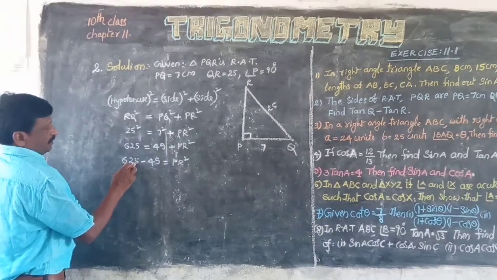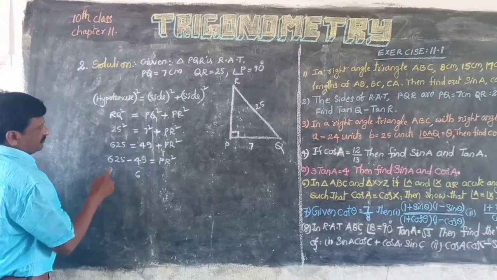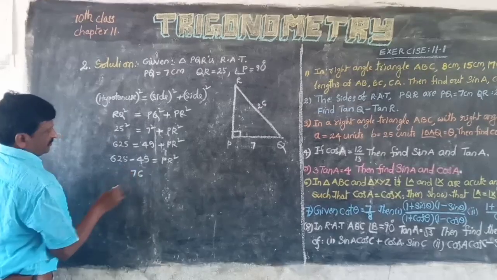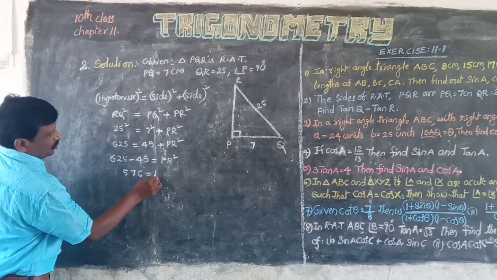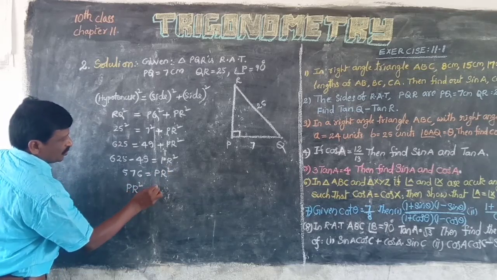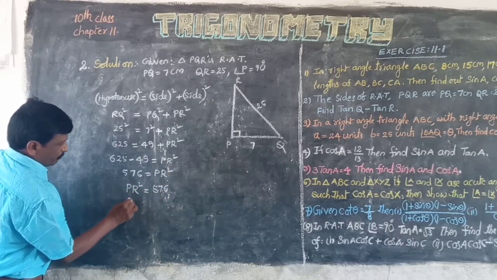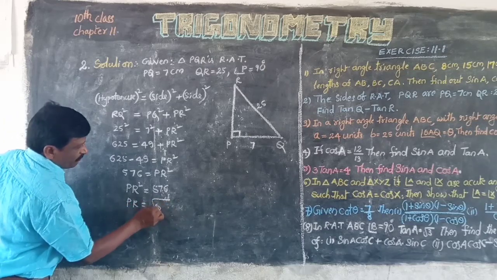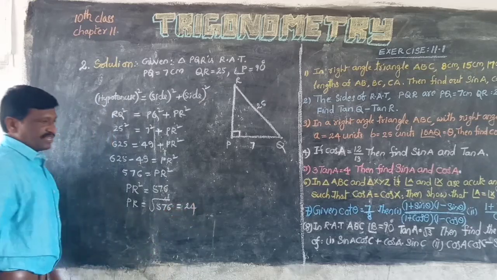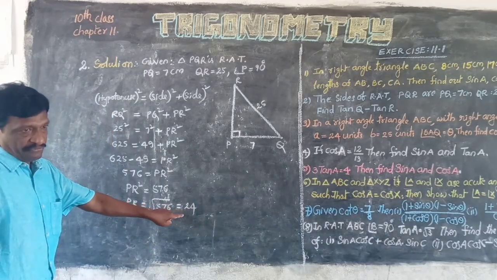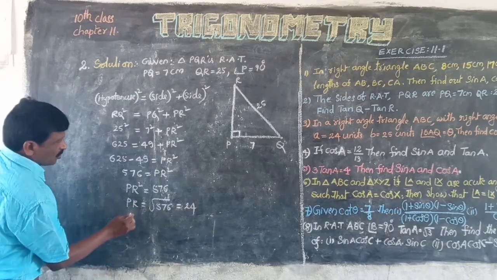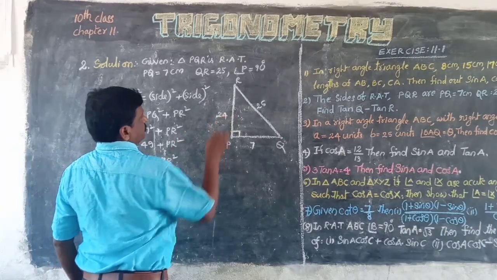So subtraction: 15 minus 9 is 6, 11 minus 4 is 7, 5. This is equal to PR square. So PR square is equal to 576. PR is equal to root of 576, which is 24. You learned square roots in 9th class. So PR is equal to 24.